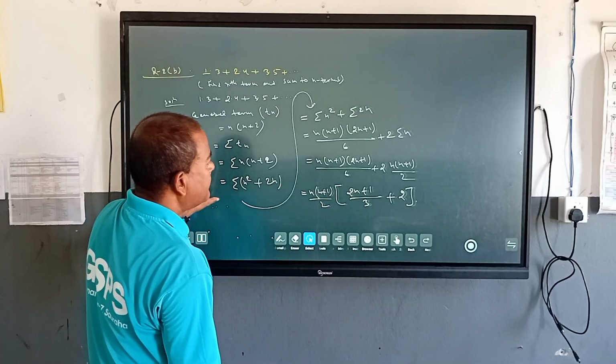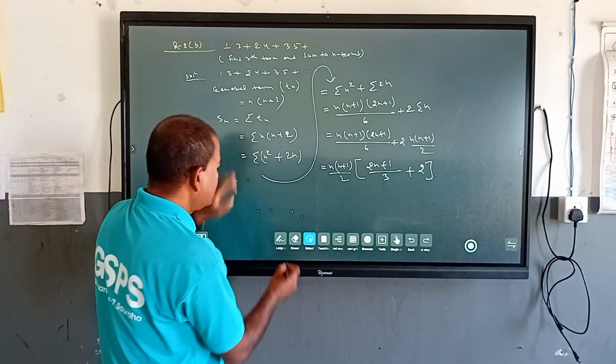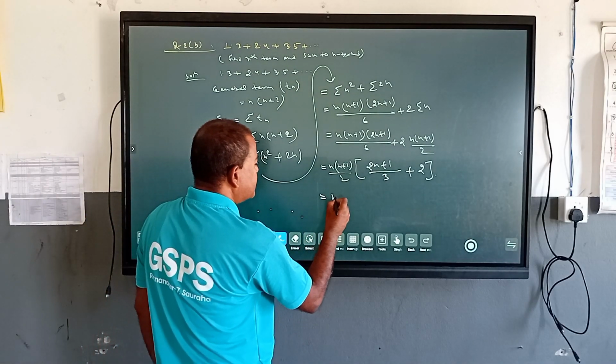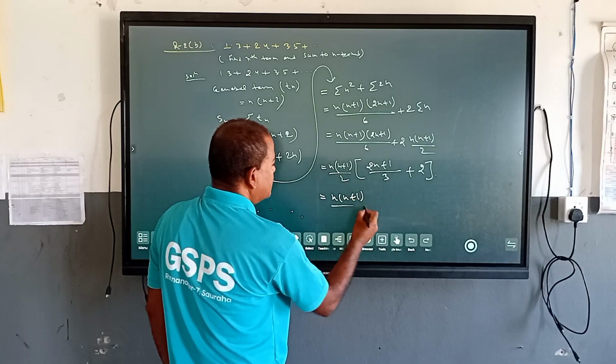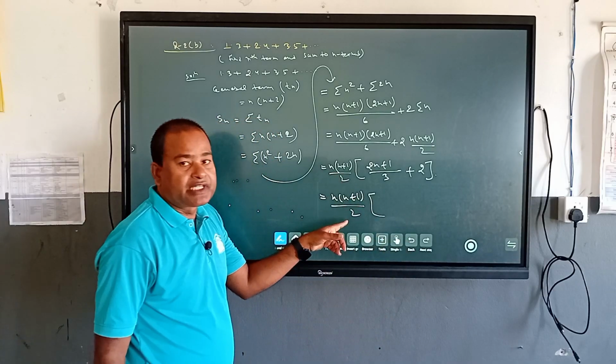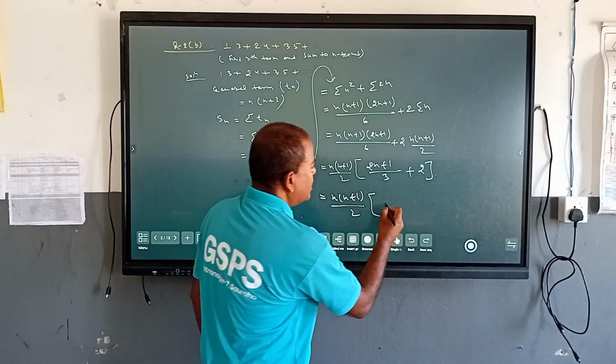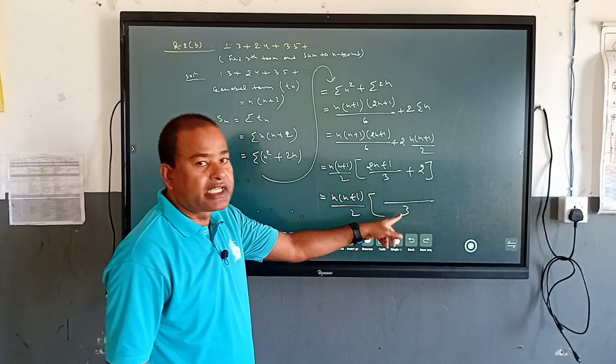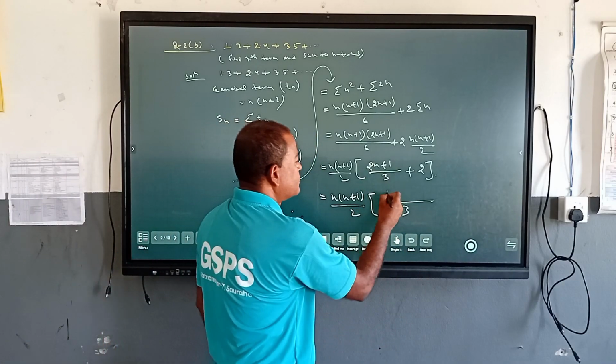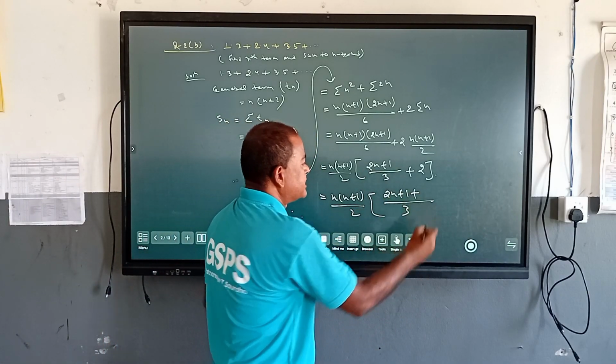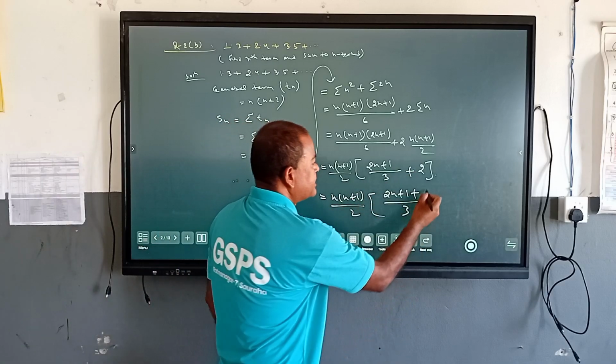Now n times n plus 1 divided by 2 we keep as it is. Now if we take 3 as LCM, then 2n plus 1 again as it is, and 2 times 3 we get 6.